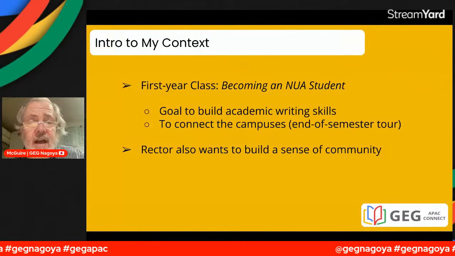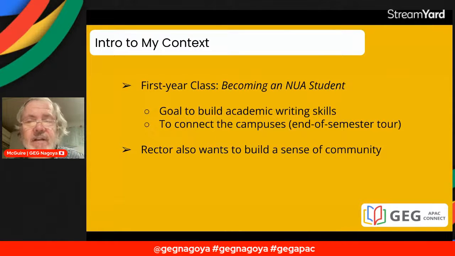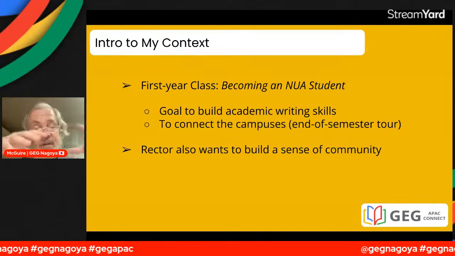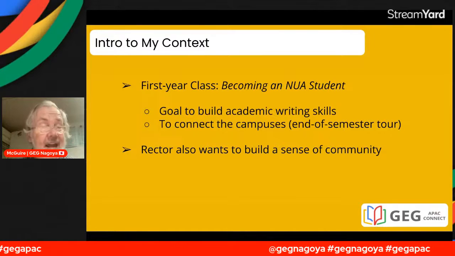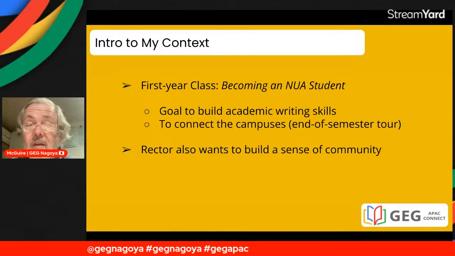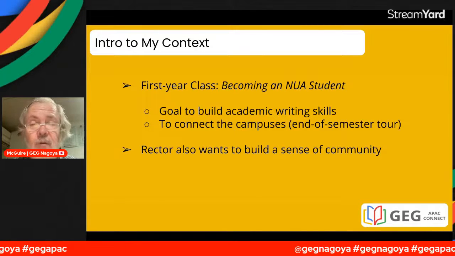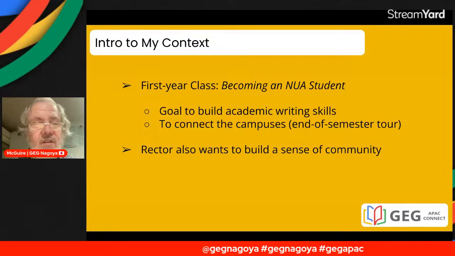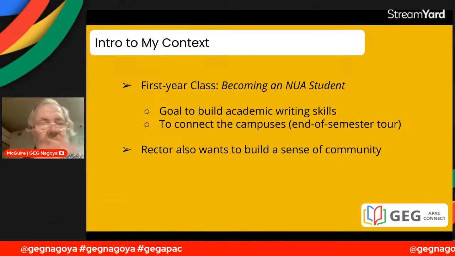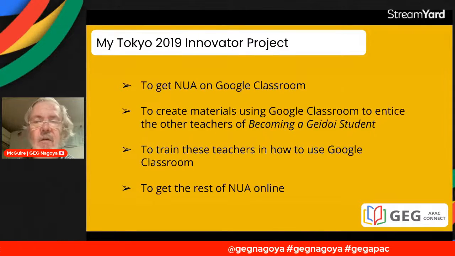We have a first-year class called Becoming a Nagoya University of Arts Student. It's a lot shorter in Japanese, but the goal is to build academic writing skills and build connections among the students and between the 2 campuses. So that seemed like a natural way to use Google to connect the 2. Also, the rector of the university wants to build a sense of community, and he wants more students attending more campuses on both sides. So anything that leads to a connection between students is a plus on that score.